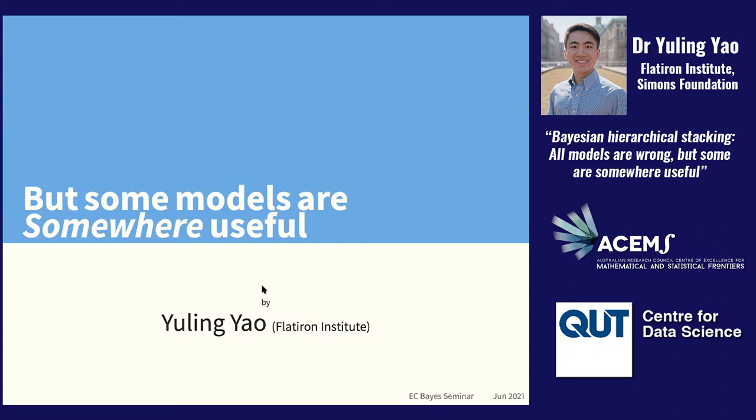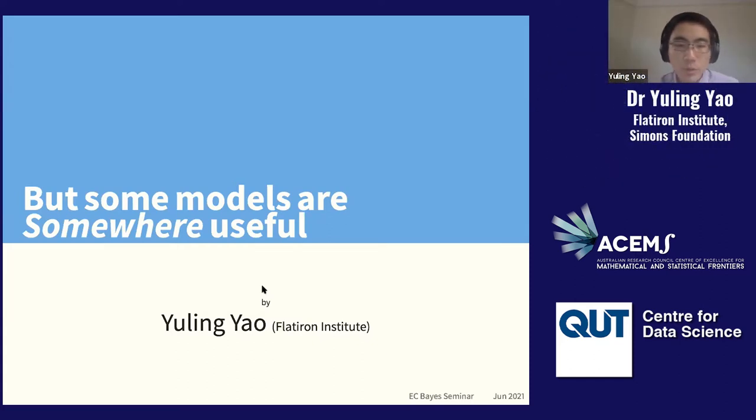Cool, thanks. So I recently graduated from Columbia, and I will start my new job at Flatiron Institute at Simons Foundation. And today I would like to talk about model averaging, and that's about our new paper on Bayesian hierarchical stacking. I would like to start my talk with two examples, and hopefully we can have some insights on why this new method is necessary to deal with model averaging.